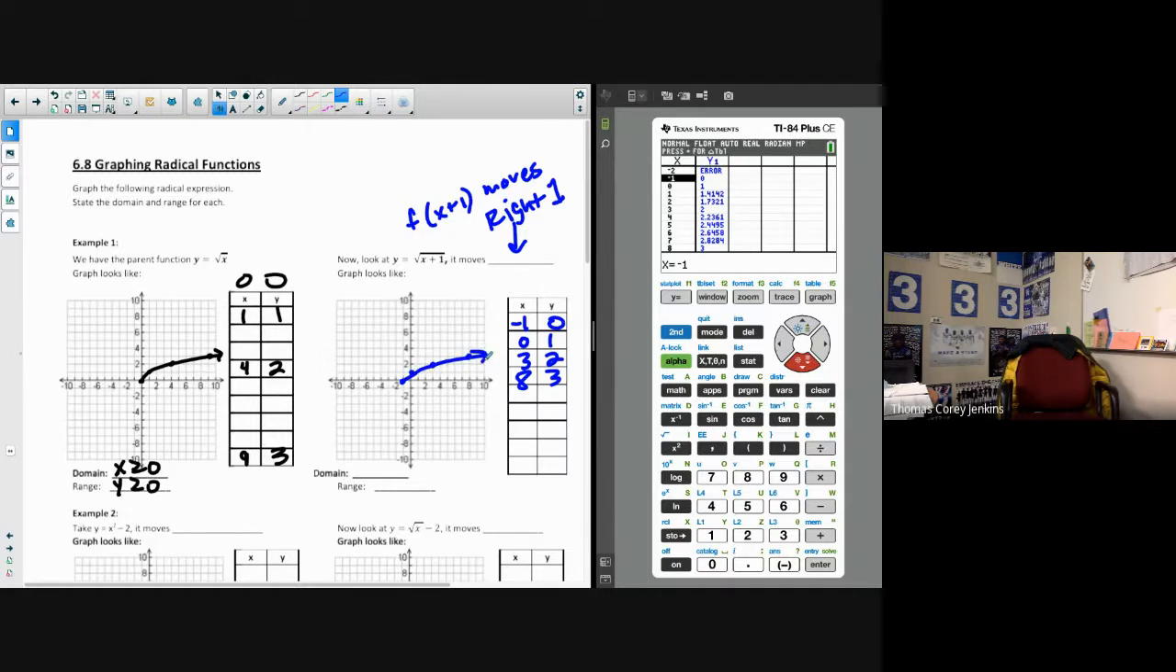All right, so what's my domain in this case? We treat this like the vertex of a parabola, that starting point. So it's (-1, 0). My domain would never go to the left of -1, so that's any x greater than or equal to -1. My y value never goes below this, so y is greater than or equal to 0.